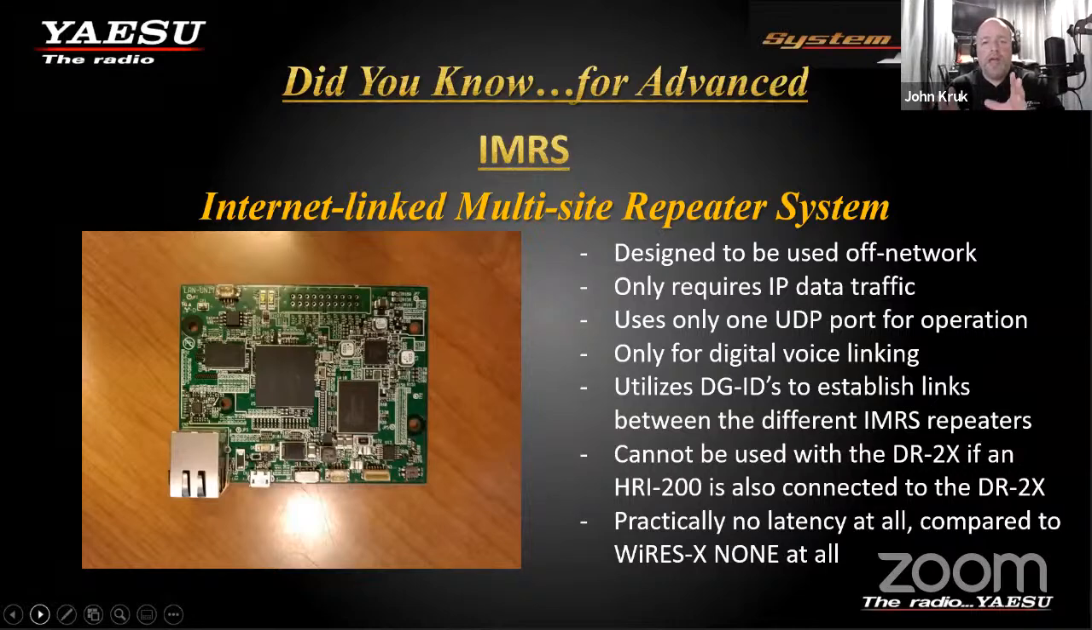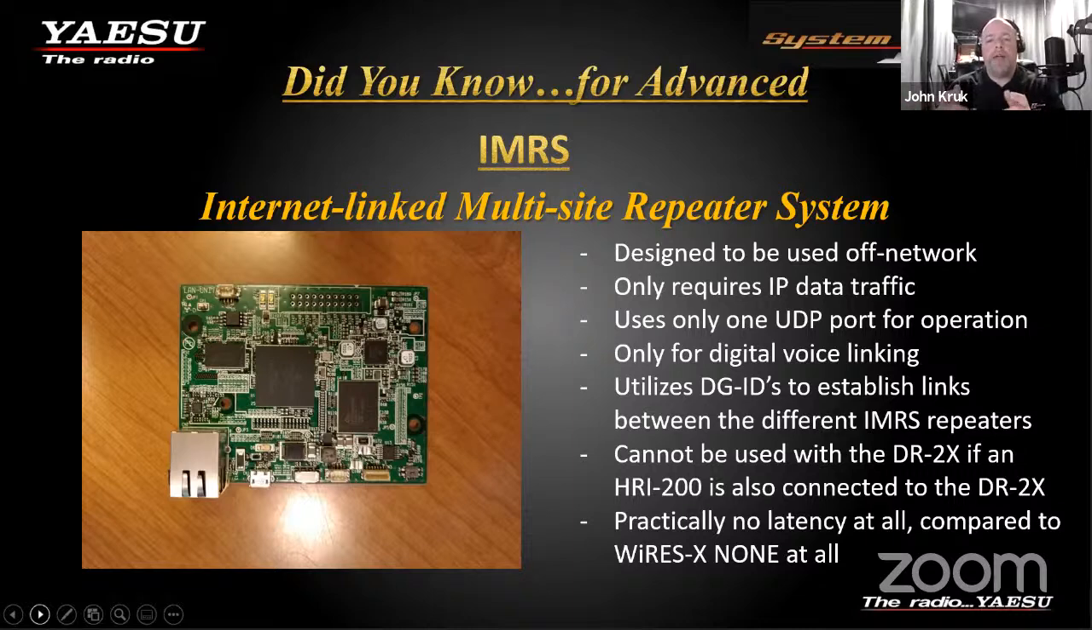All righty. Now, where did IMRS come from, I should say? Where was it birthed out of? Well, what happened is that when you wanted to connect or digitally link Yaesu repeaters together, you had to use an HRI 200 Wires X setup for it at that time. There was no PDN out there, okay?